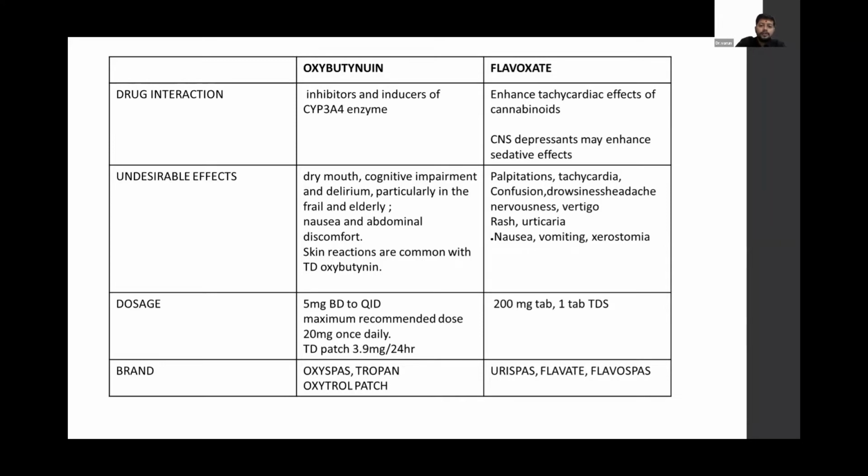And for flavoxate, it enhances the tachycardic effect of cannabinoids. It is a CNS depressant, may enhance the sedative effect. Undesirable effects are palpitation, tachycardia, confusion, drowsiness, headache, nausea, vomiting. Dosage for flavoxate is a 200 milligram tablet, 1 tablet 3 times a day.